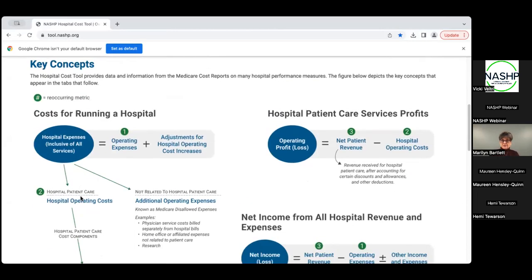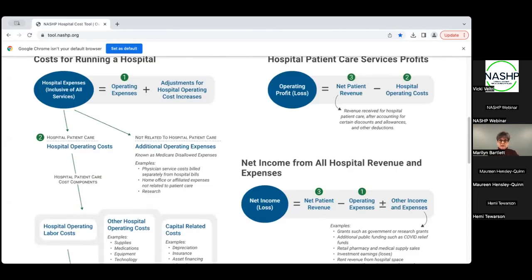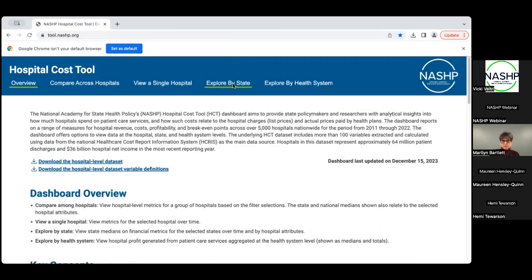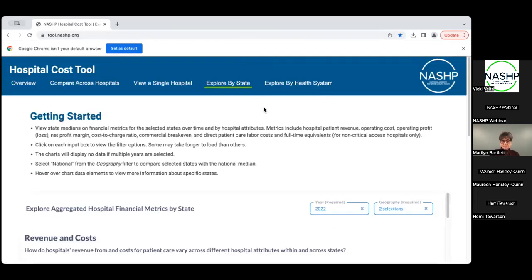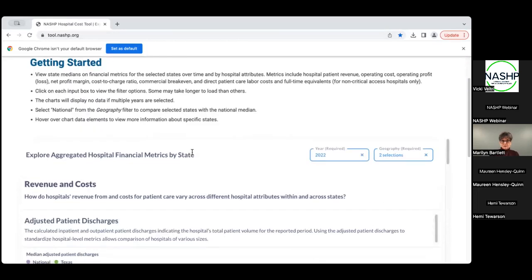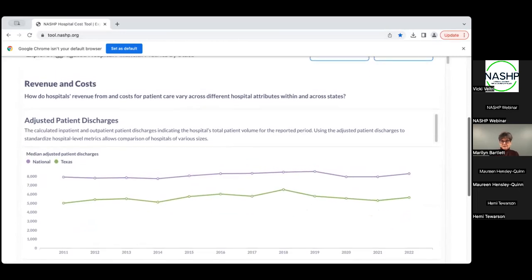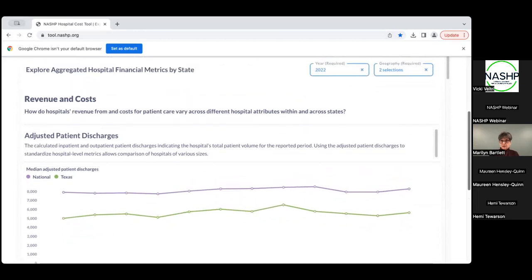On the right-hand side, I'm not going to go into the explanation as we've given this before, but this will take you through a little bit on the difference between hospital operating profit and loss versus net income. So I want to start off by exploring a state. And at the top, you'll have the instructions of how to use the filters. And I have already populated this one. We're going to be looking at Texas today and comparing it with national.